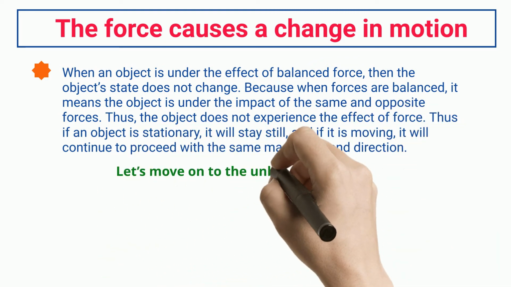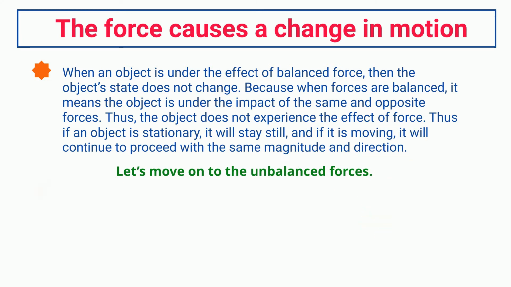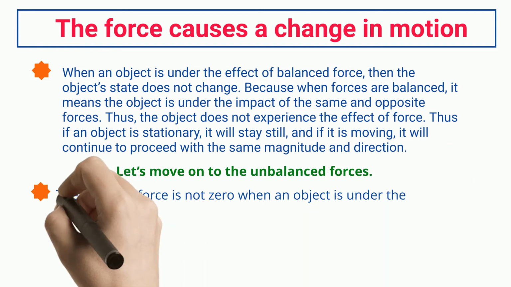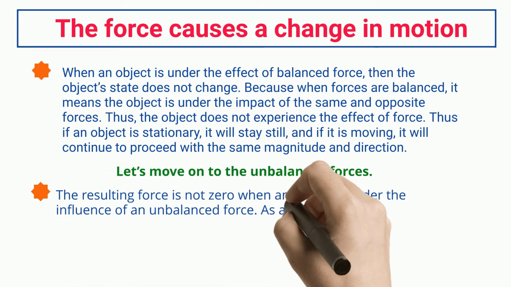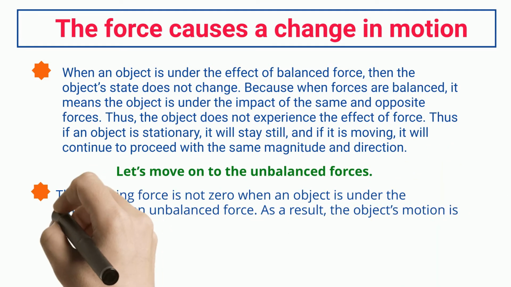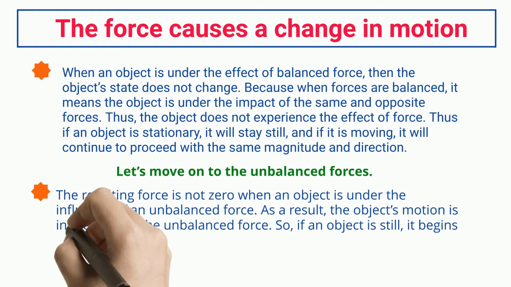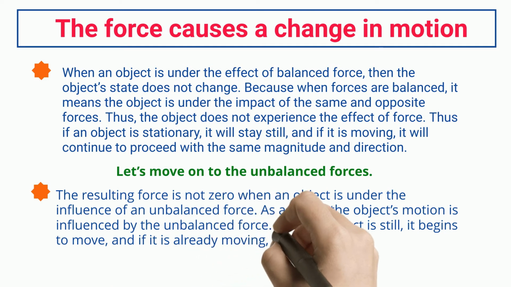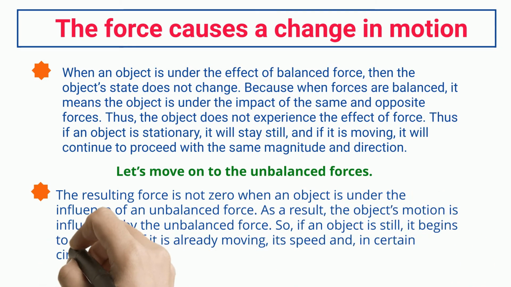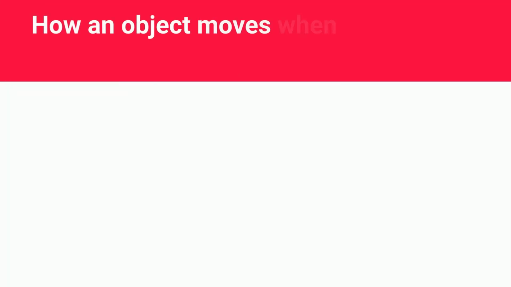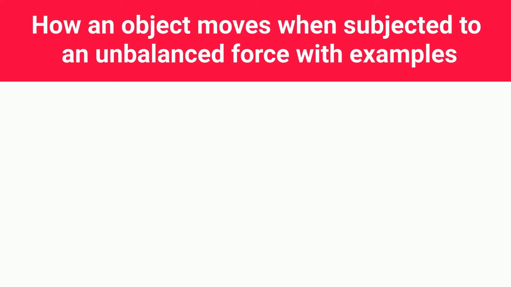Let us move on to the unbalanced forces. The resulting force is not zero when an object is under the influence of an unbalanced force. As a result, the object's motion is influenced by the unbalanced force. So, if an object is still, it begins to move, and if it is already moving, its speed and, in certain circumstances, direction change. How an object moves when subjected to an unbalanced force, with examples.